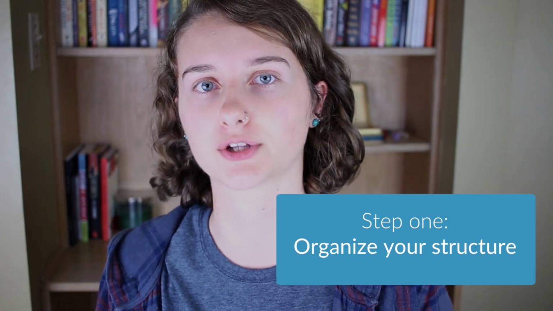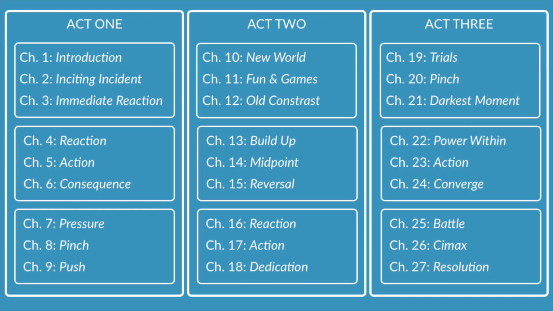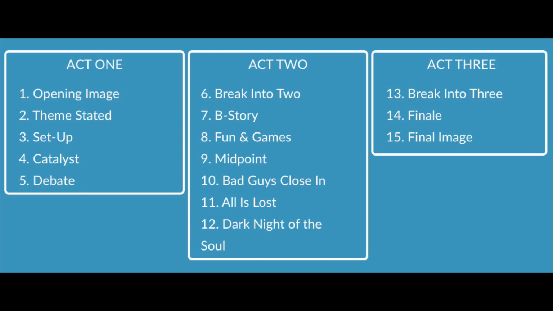There are lots of different plot structures out there. For example, there's 27 chapter, which is an expansion of the 3-act plotline, and I'll put a graphic of what it looks like up here. There's also 15 beat. This is one I used to reference quite a lot because it's just what I was taught in school. And then another one would be the hero's journey, which we actually have a video on, so I'll leave a link to that in the cards.